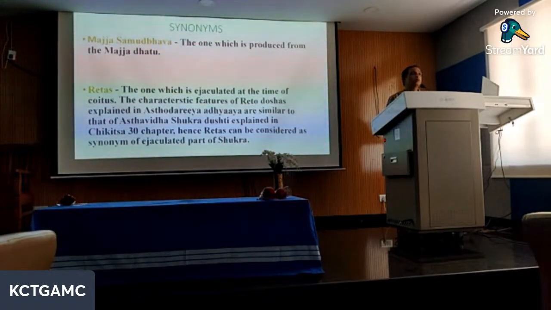In the same way, the stem cells of adipose tissue can manufacture spermatozoa. Like this, we are able to understand that Majja Samudbhavam is one of the synonyms of Shukra. There is another context in understanding Ayurveda. As beginners in first year BAMS, you will know the word Retas is used. Retas is a synonym for Shukra.